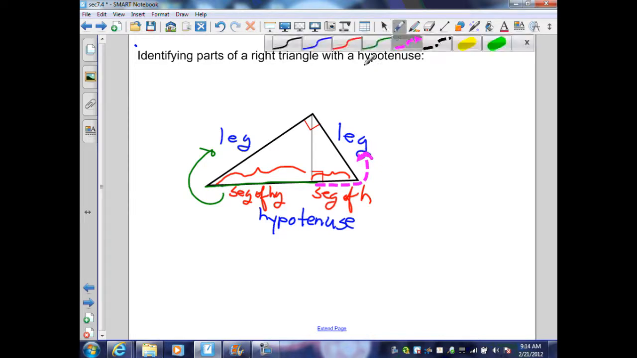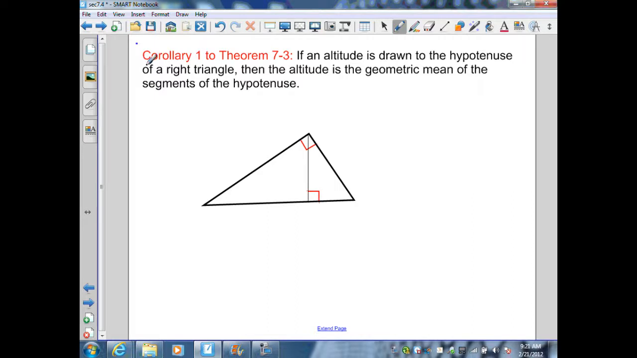And that becomes very, very important when I'm going to deal with the theorems related to the altitude drawn to the hypotenuse of a right triangle. Here we have corollary 1 to theorem 7.3. If an altitude is drawn to the hypotenuse of a right triangle, then the altitude is the geometric mean of the segments of the hypotenuse. Recall, we already defined the segments of the hypotenuse in this figure. We know that to the left of the altitude is a segment of the hypotenuse, and also to the right of the altitude is another segment of the hypotenuse.